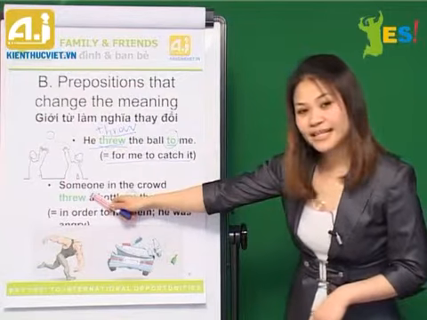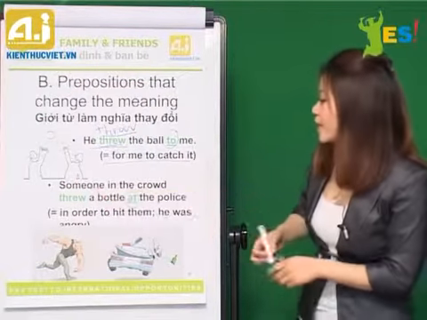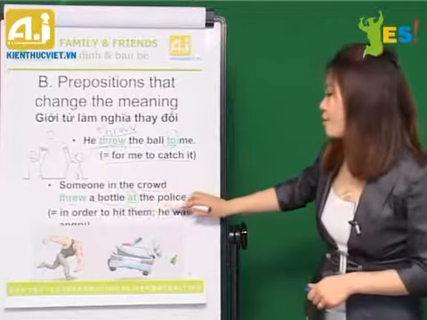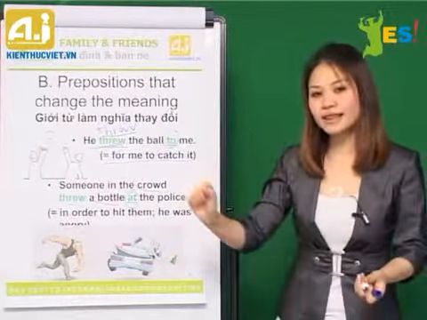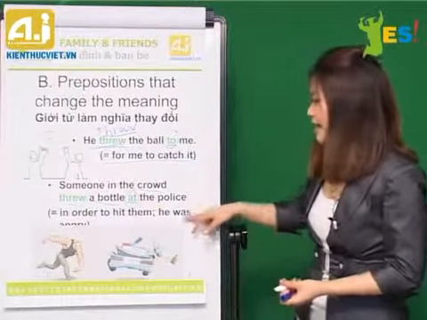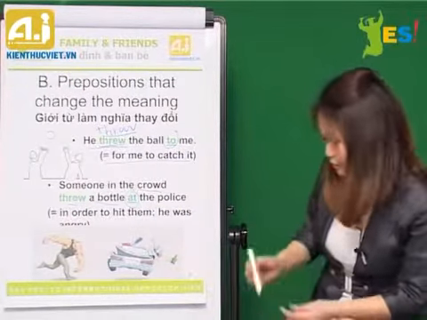So let's take a look at the example that we have here. Someone in the crowd threw a bottle at the police in order to hit them, in order for him to feel the pain, right? And he was very angry. Oh, look at the picture. We have a very good demonstration over here. Look at the car. This is probably the police car with lights in here. And this strong, muscular man probably has some issues with the police. So he's throwing something at the police car in order to damage it, to hit it, right? So throw to, throw at, totally different meanings, right?